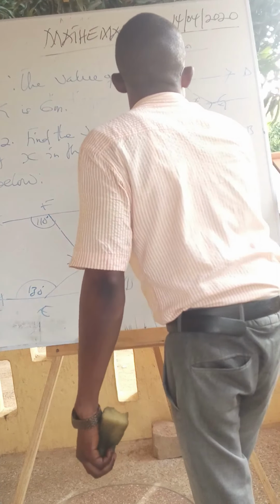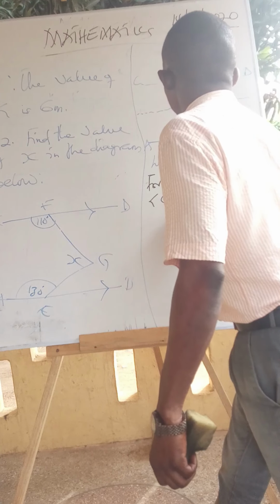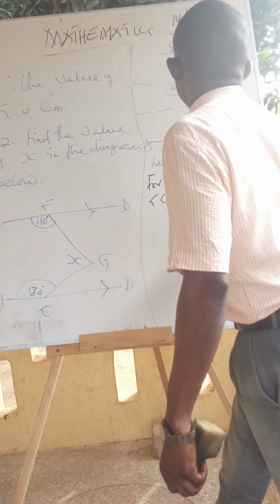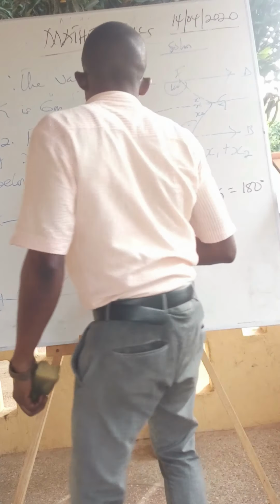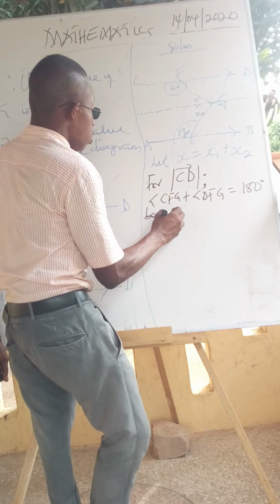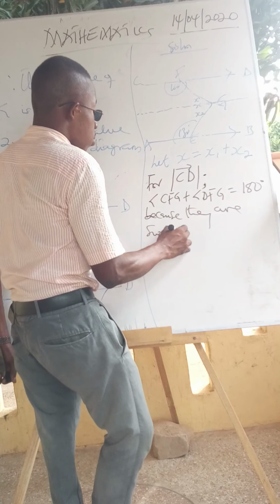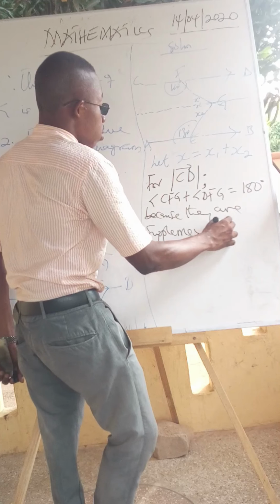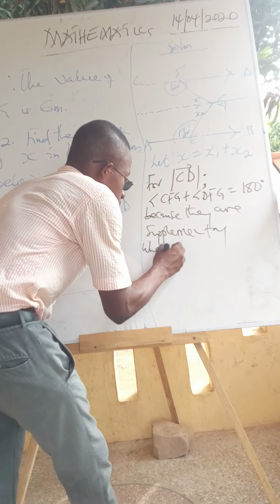For line CD, angle CFG plus angle DFG equal to 180 degrees because they are supplementary. Where angle CFG equal to 110 degrees.